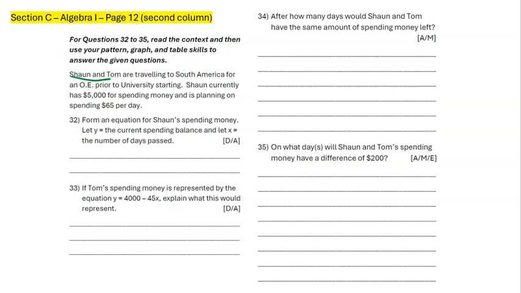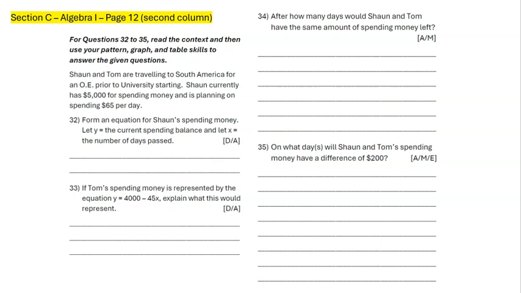So we're now on to the next question, and this question here, 32 to 35, is all about Sean and Tom. They are traveling to South America for an OE prior to starting university. This is all about their spending money. Sean currently has $5,000 of spending money and is planning on spending $65 per day. So the first question, 32: form an equation for Sean's spending money. Let y be the current balance and x be the number of days passed.